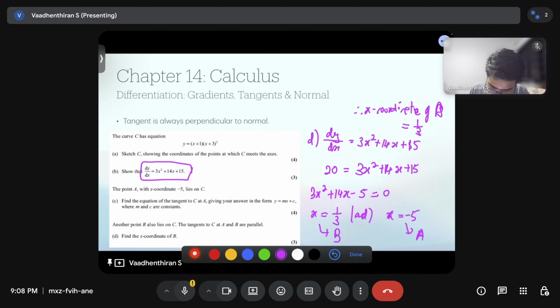When you're solving questions involving tangent and normal, just remember the tangent is basically the gradient of the function. The equation of the tangent uses the gradient, and the tangent is always perpendicular to the normal.